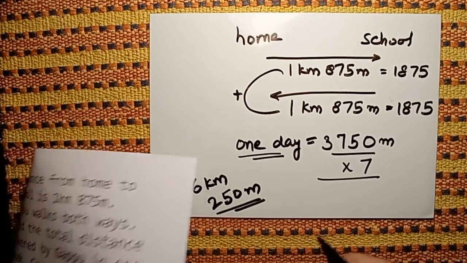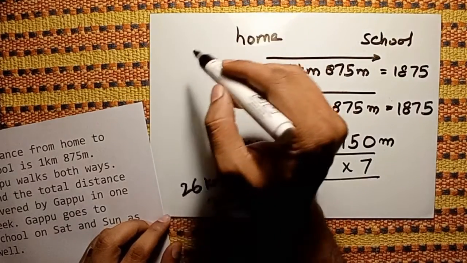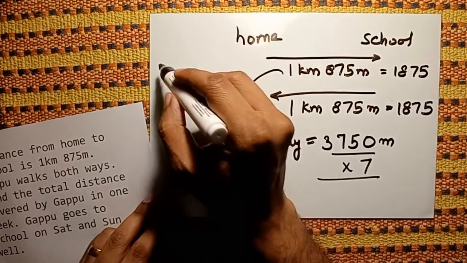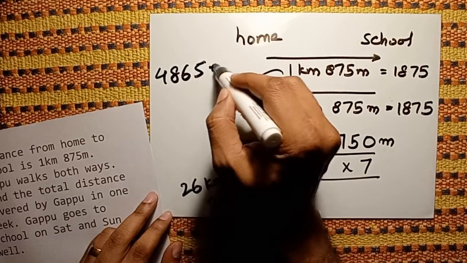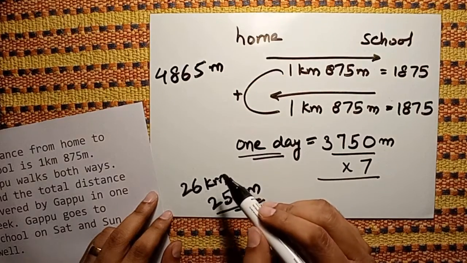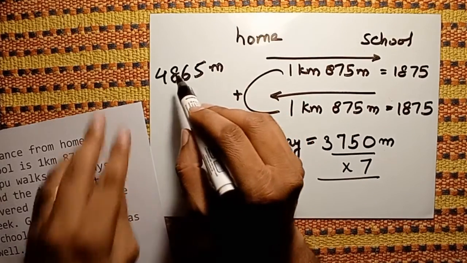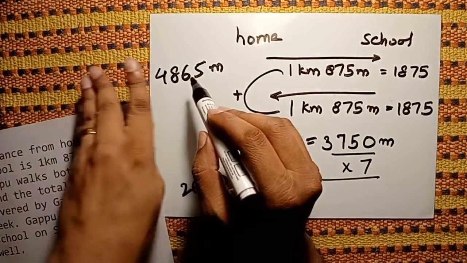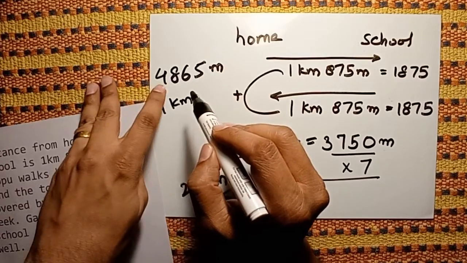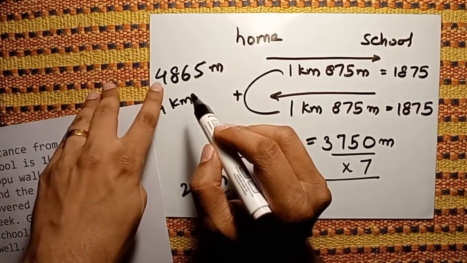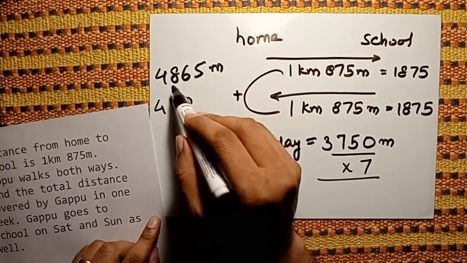And how will you convert that? Whatever is in the thousand part. Let's take another example. Let's say you have 4865 meters. Now convert it into kilometers. This is ones, tens, hundreds, thousands. So whatever is at and after the thousand place becomes kilometers. So 4 kilometers, and whatever is in the ones, tens, and hundreds places becomes meters.